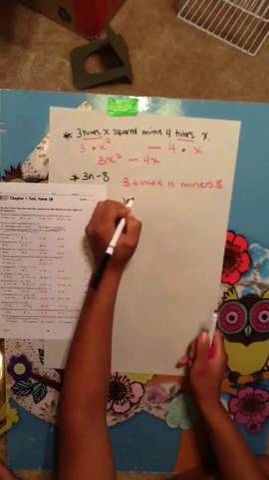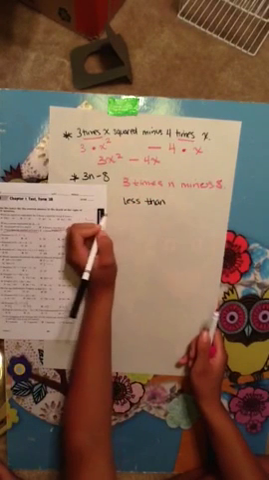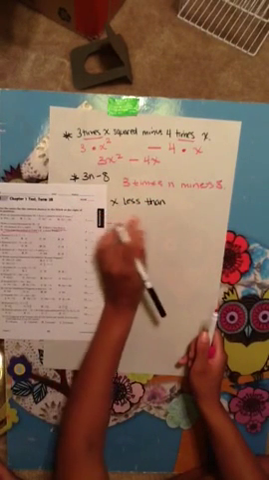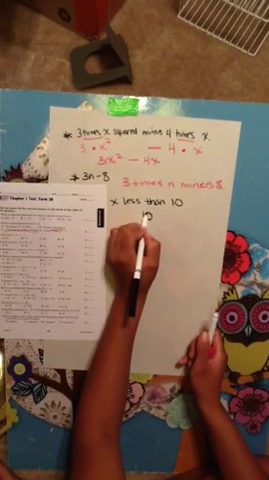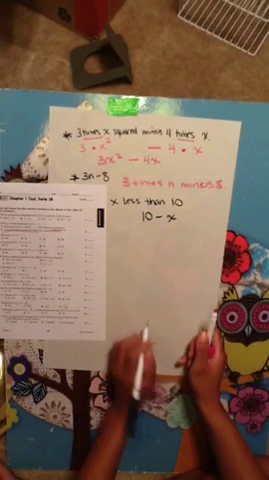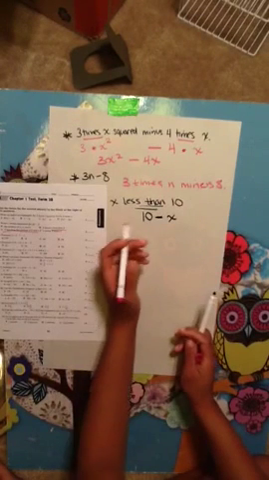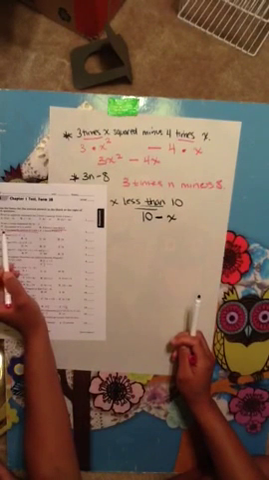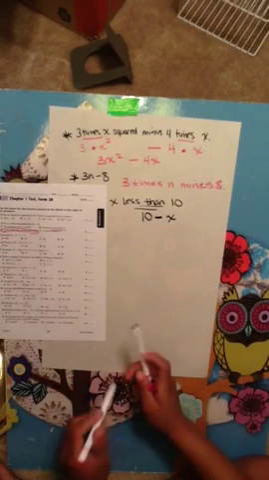When you have something that has less than in it, you want to read it backwards. So if I said x less than 10, I want to write it backwards: 10 less than x. Less than is a minus sign. So that's how you would write that. So in this particular situation, it would be 8 less than the product of 3 and n.